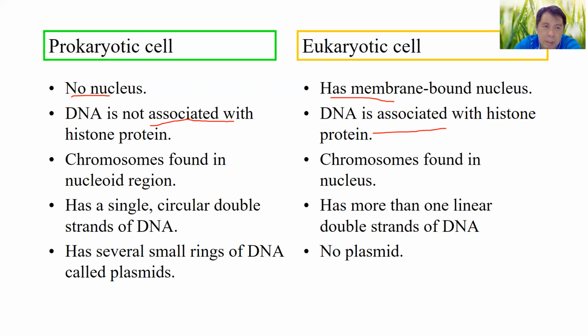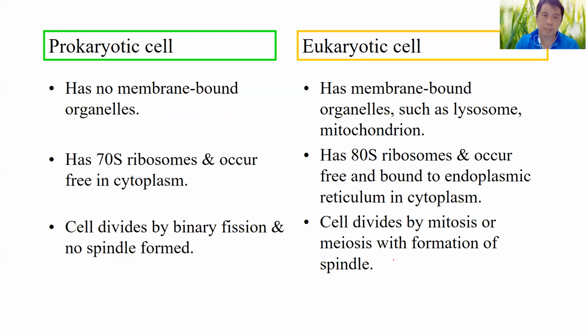In prokaryotic cells, there is a single circular double strand of DNA, whereas the eukaryotic cell has more than 1 billion double strands of DNA. So in an exam, you must always repeat: the prokaryotic cell has this, whereas the eukaryotic cell has that. And then we continue. The prokaryotic cell has several small rings of DNA called plasmids, whereas eukaryotic cells have no such plasmid. So you must use a complete sentence. Every time you must repeat prokaryotic cell and eukaryotic cells.